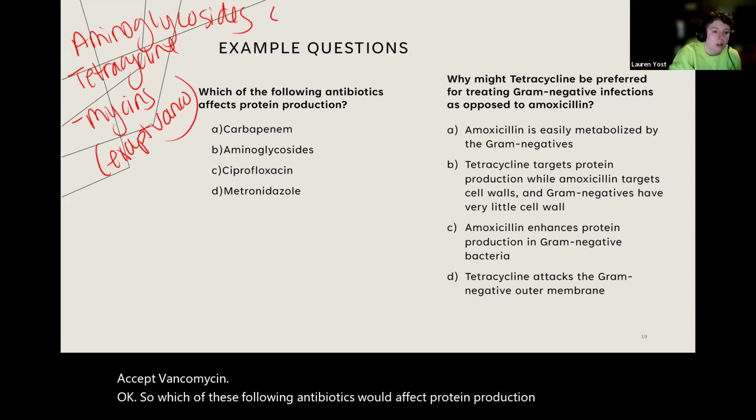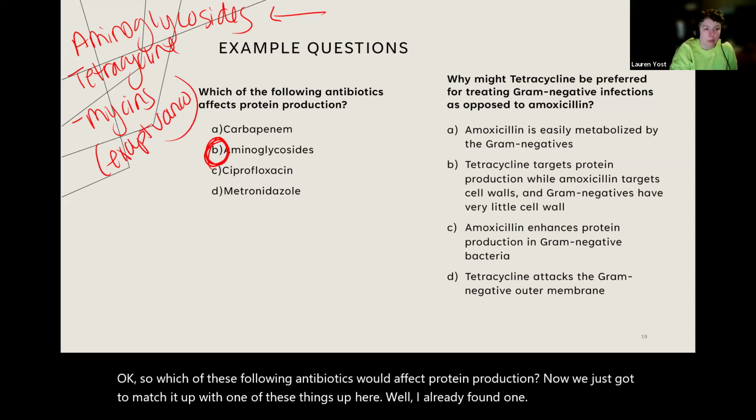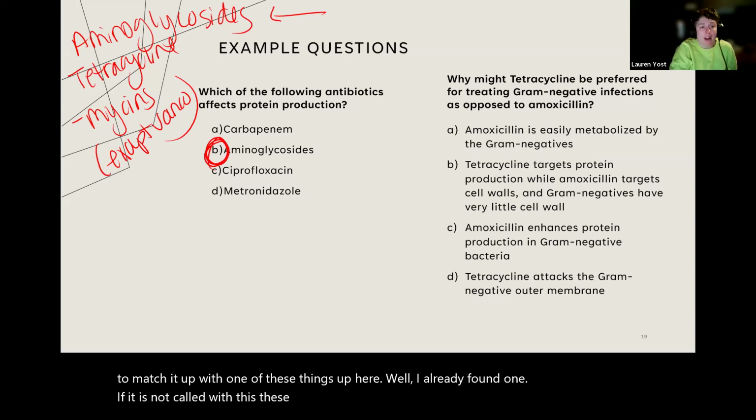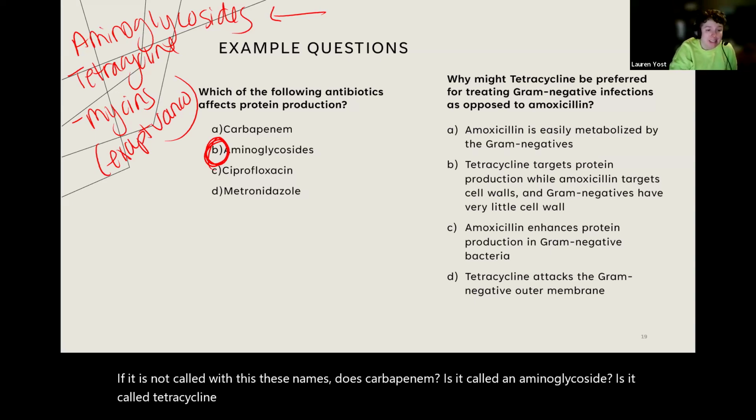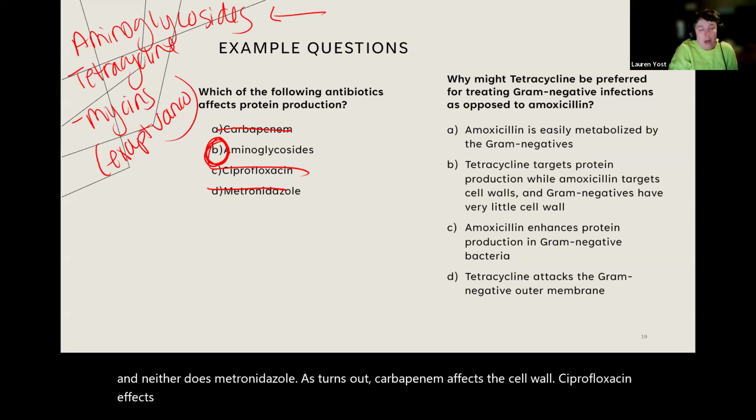Okay, so which of these following antibiotics would affect protein production? Now we just got to match it up with one of these things up here. Well, I already found one. If it is not called with these names, does carbapenem, is it called an aminoglycoside? Is it called tetracycline, or does it have mycin in its name? It does not. Neither does ciprofloxacin, and neither does metronidazole. As it turns out, carbapenem affects the cell wall, ciprofloxacin affects nucleic acid synthesis, and metronidazole treats anaerobic bacteria as well as amoebas.